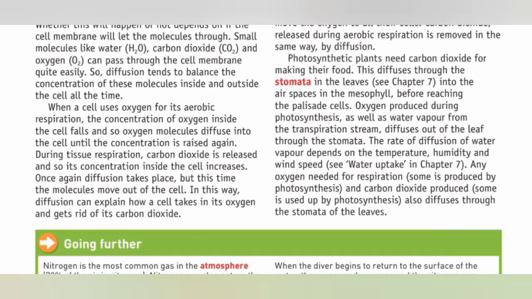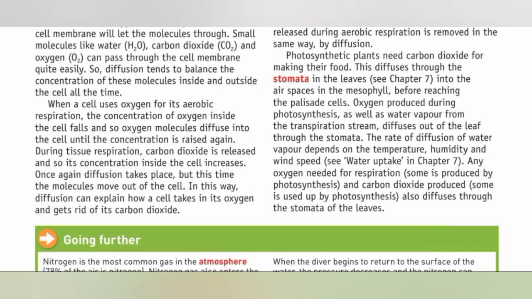Now we discuss diffusion and respiration. When a cell respires, it uses oxygen, so the oxygen level inside the cell becomes low. This causes oxygen to diffuse into the cell. At the same time, carbon dioxide is produced during respiration. Its concentration inside the cell becomes high, so carbon dioxide diffuses out of the cell. Thus, diffusion explains how oxygen enters the cell and carbon dioxide leaves the cell.